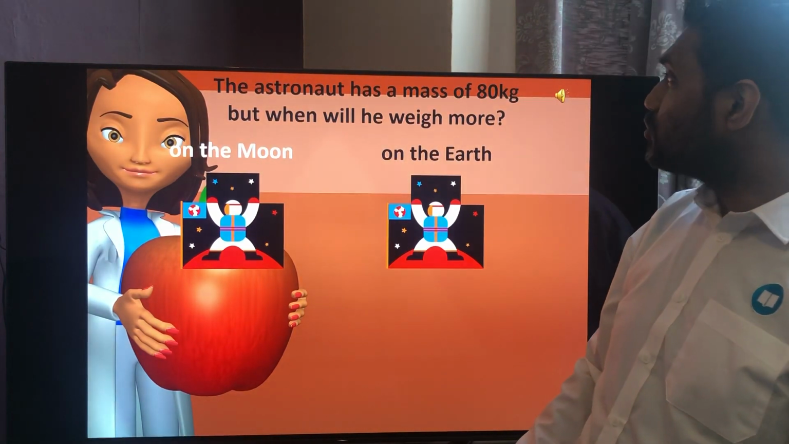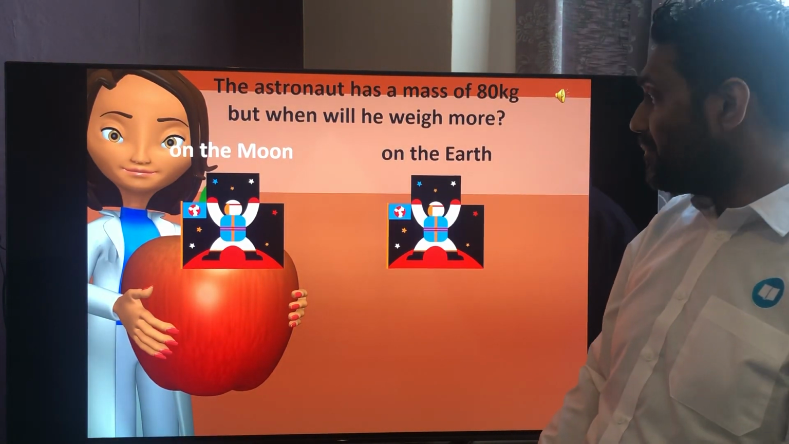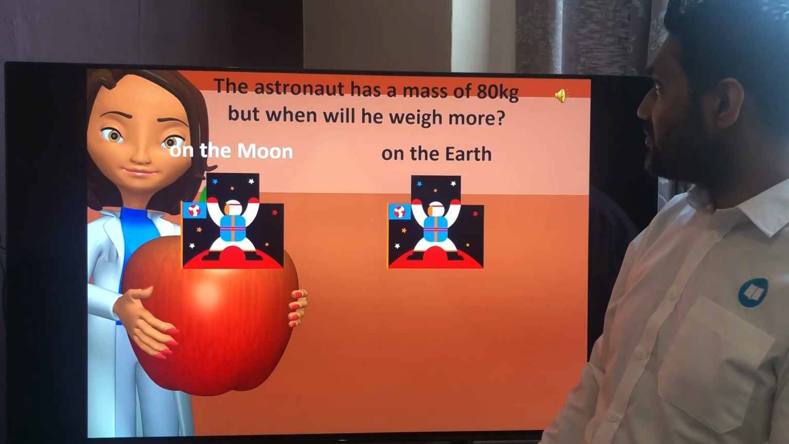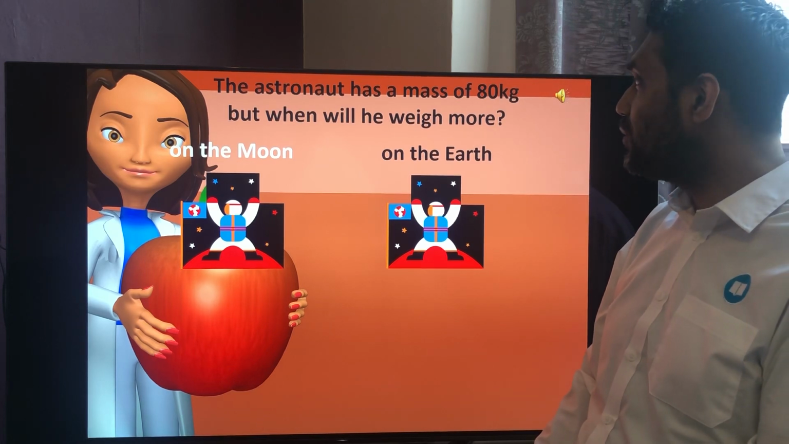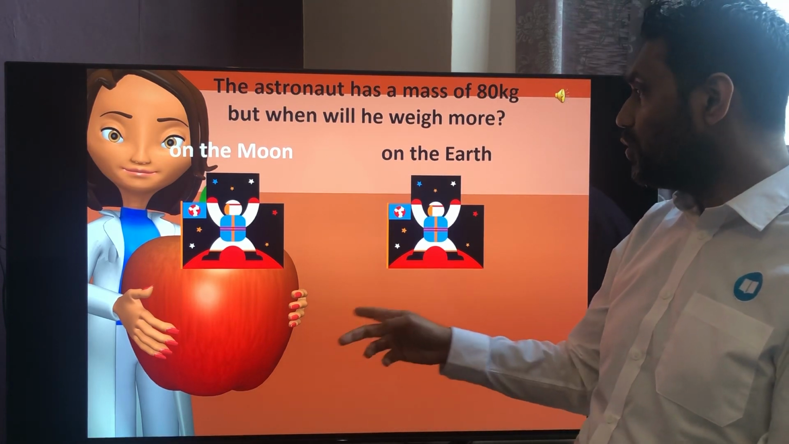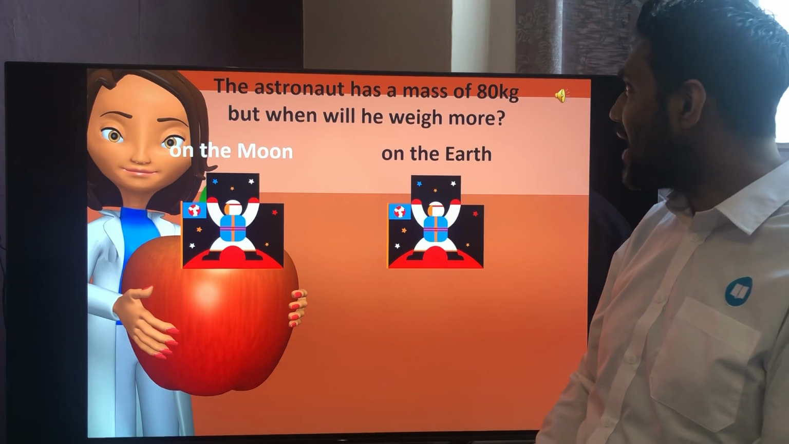So the astronaut has a mass. Here's some questions for you to have a go at. Can you work these answers out based on what we've said? The astronaut has a mass of 80 kilograms. But when will he weigh more? Will he weigh more on the moon, or will he weigh more on the Earth? So how would we calculate that?